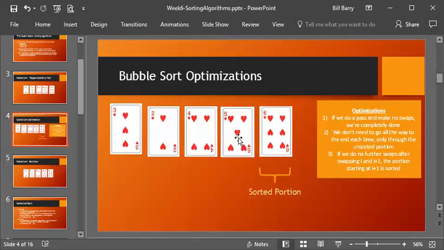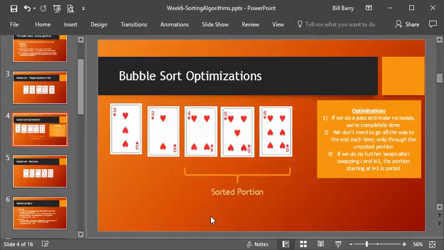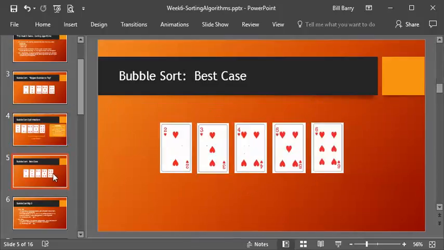So even though we were on the second pass, we didn't actually need to swap the 4 and the 5, we noticed they're already in place because we checked them. So instead of growing our sorted portion by 1 card, it actually can grow by 2 cards. So the position starting at the last swap, once you've made this swap, you know that everything from this point on is sorted. So these are great optimizations, and you can imagine how they would be written in code, and it's good, in fact, to code these things up. So that's the bubble sort's optimizations.